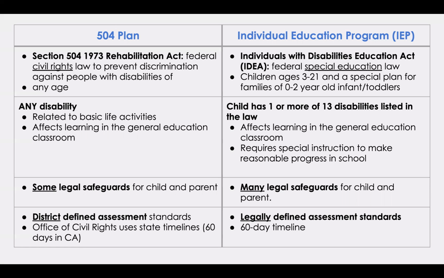The 504 plan includes some legal safeguards for the child and the parent. And the IEP includes many safeguards for both the child and the parent. The 504 plan has district-defined assessment standards, and Office of Civil Rights uses the state timelines, which is 60 days in California. IEP is a legally defined assessment standard. It follows legally defined assessment standards and the 60-day timelines in California.